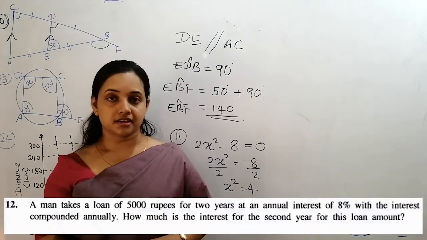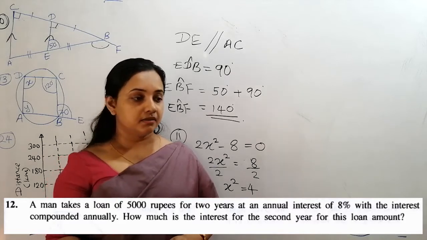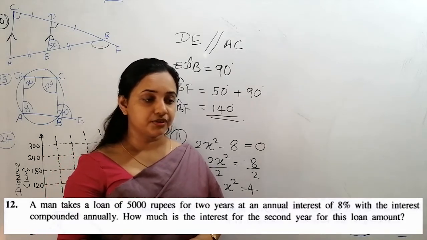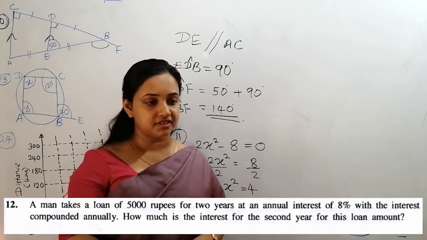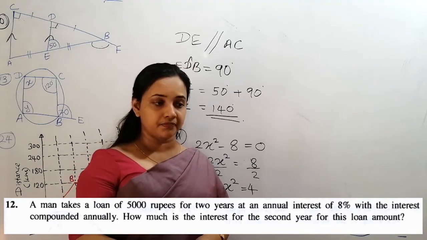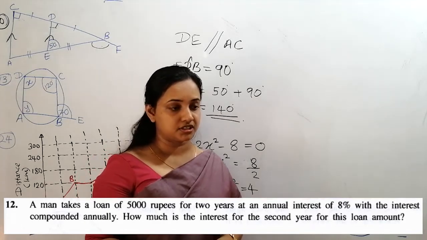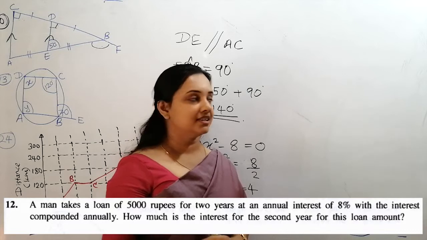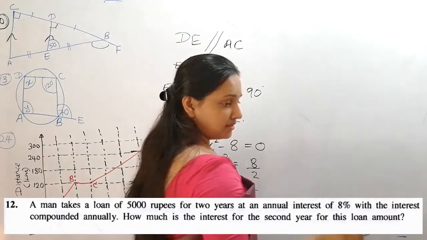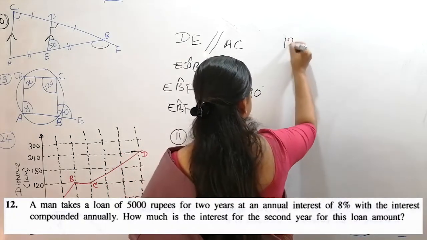Then look at question number 12. A man takes a loan of 5,000 rupees for 2 years at an annual interest of 8% with the interest compounded annually. How much is the interest for the second year for this loan amount? What is the loan amount? The loan amount is 5,000 rupees.